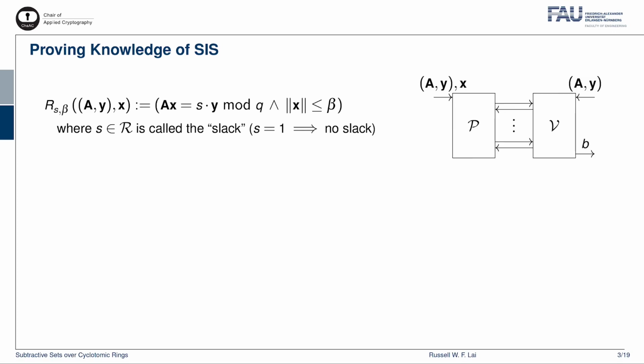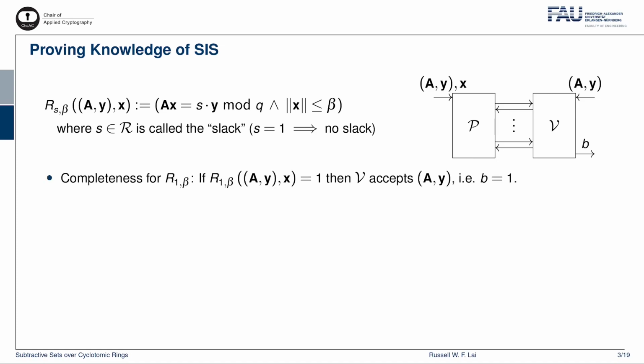Generally speaking, an argument system for proving the SIS relation involves two entities, the prover and the verifier. The prover inputs the SIS relation (A, y) as well as the witness x, while the verifier only inputs the statement (A, y). The prover and the verifier may interact for several rounds, and eventually the verifier will output a bit b, which is either 0 or 1, deciding whether or not it believes that the prover P knows of a witness x that satisfies (A, y). An argument system could satisfy several properties, and in this work we are going to focus on the completeness property and the soundness property.